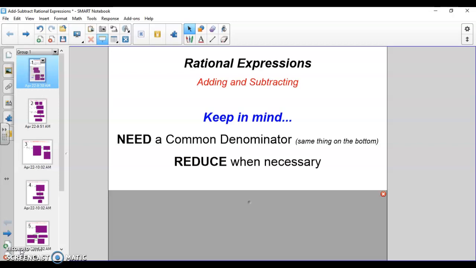But anyways, adding and subtracting. You've added and subtracted fractions before. You hopefully know when you're adding and subtracting fractions, you need to have a common denominator. Same thing on the bottom. We need to reduce when necessary. I'm giving you guys a heads up. You will not be able to reduce anything I give you on your homework or stuff like that. And we'll see that in our examples today.